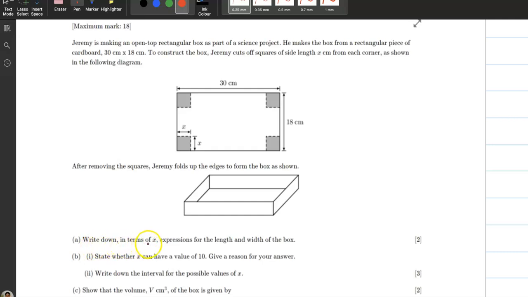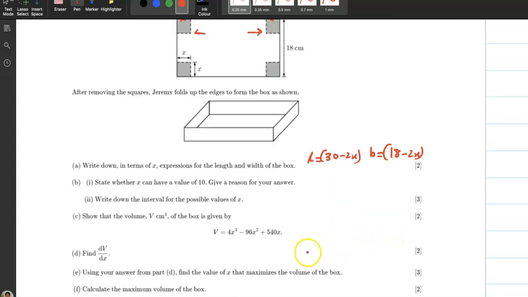Write down in terms of x the expression for the length and width of the box. So what is the length of the box? How much is the length of the box before cutting? 30. After you cut it, what will the length become? 30 minus x. Why x? Because you're cutting x squares from both the sides. So what will the length become? 30 minus 2x, because you're cutting from both the sides. What will the breadth become? 18 minus 2x. Correct? So this is the length and this is the width or the breadth of the box.